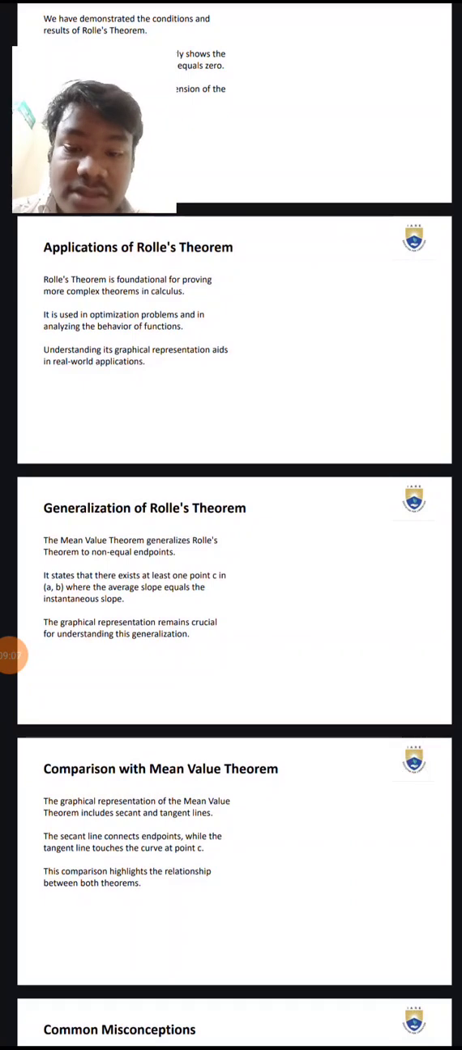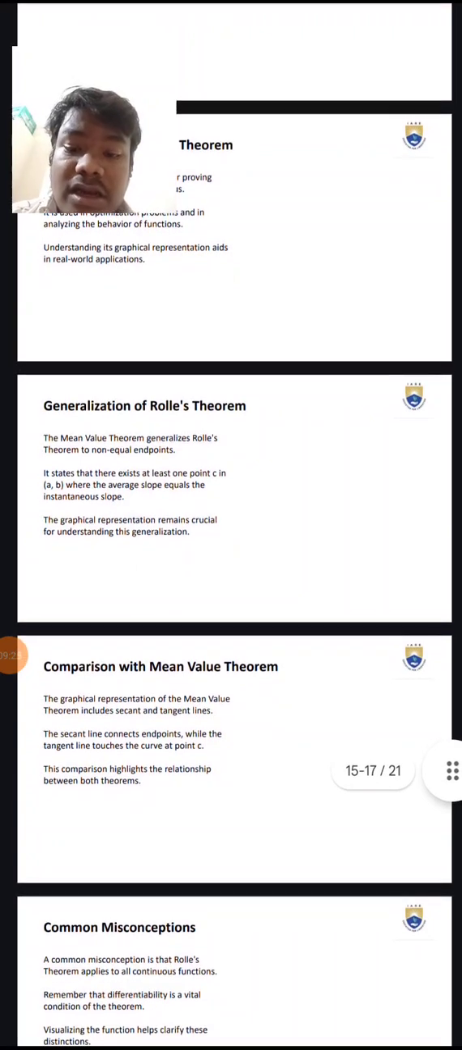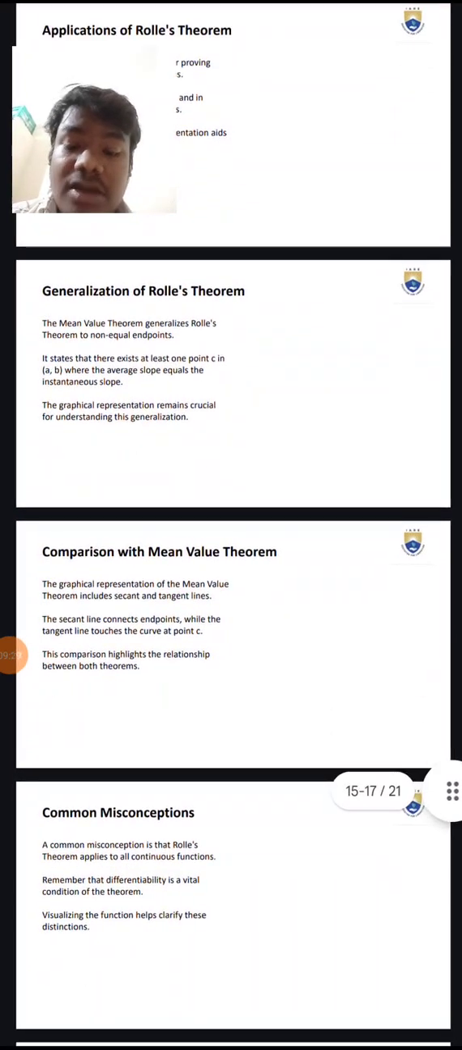Generalization of Rolle's theorem. The mean value theorem generalizes Rolle's theorem to non-equal endpoints. It states that there exists at least one point c in a, b where the average slope equals the instantaneous slope. The graphical representation remains crucial for understanding this generalization.